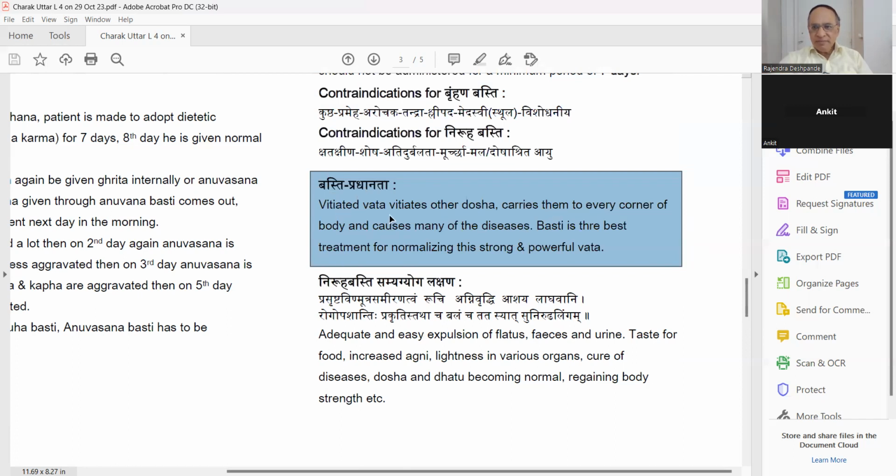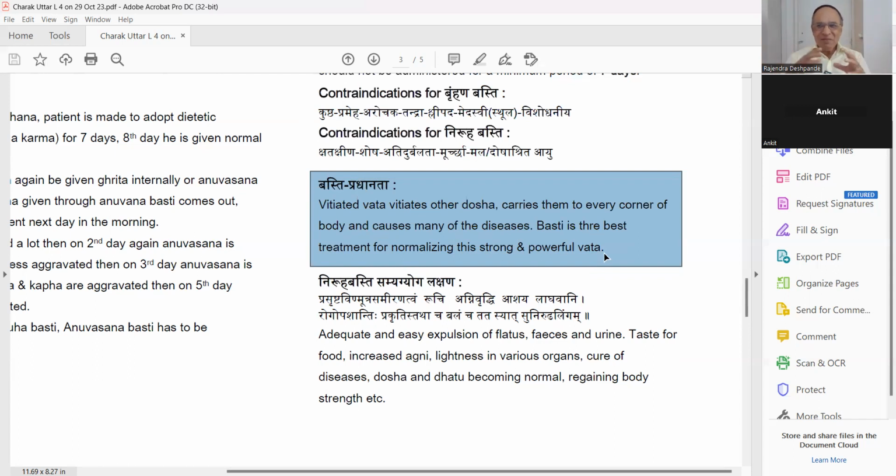Vitiated Vata means Vata Prakop. It vitiates other doshas, carries them to every corner of the body and causes many of the diseases. Basti is the best treatment for normalizing this strong and powerful Vata. When there is strong Vata, I have already used the shlok: Pitta Pangu, Kafa Pangu, Pangavo Maladhatvaha, Vayuna Yatra Niyante Tatra Varshanti Meghavat.